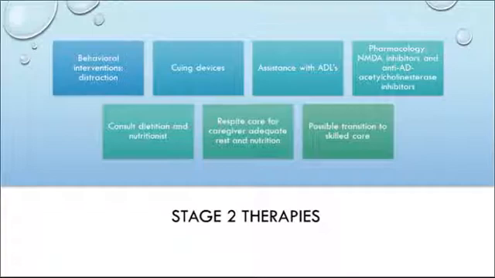I'm missing my page for stage 2. Stage 2 on page 1733: inability to carry out ADLs such as preparing meals for oneself and choosing appropriate clothing. So behavioral interventions, cueing devices, assisting with their ADLs, having things to remind them what they need to do, continue to establish routines.